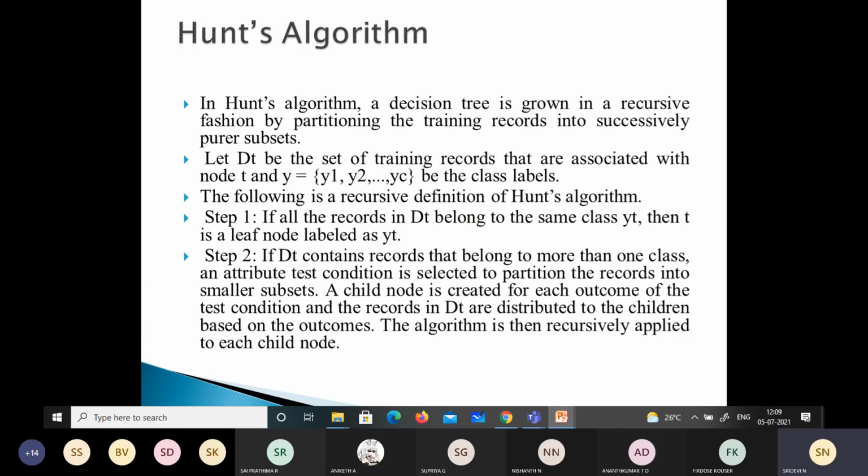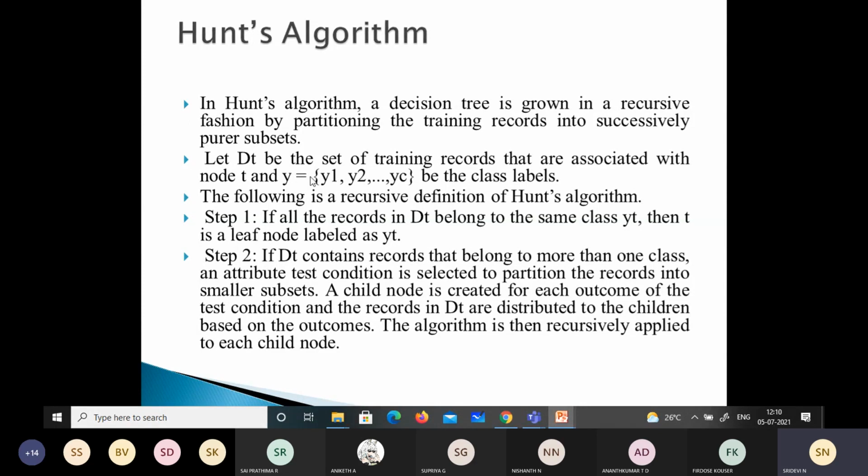So it's an algorithm in which we grow a decision tree in a recursive fashion by partitioning the training records. We'll take an example, and there it will be more clear for you. Recursive action by partitioning the training records into successively purer subsets. You should remember this point, into purer subsets. Until we get purer subsets, we will keep on partitioning the training records.